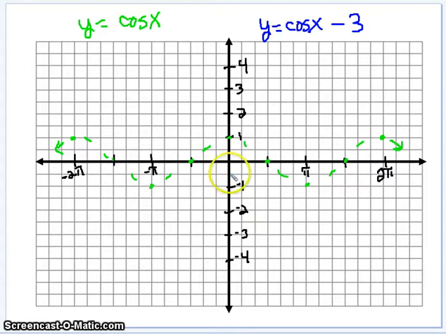If we want to have y equals the cosine of x and we subtract 3, that means my x-axis, which is at y equals 0, is now going to go down 1, 2, 3 units. Every single one of my coordinates is now, we're going to subtract 3 from. So we're going down 1, 2, 3.